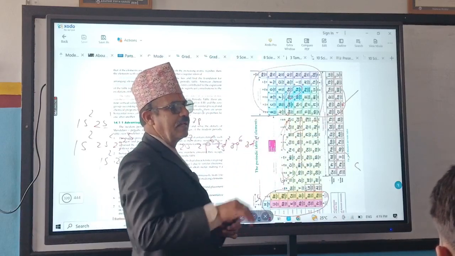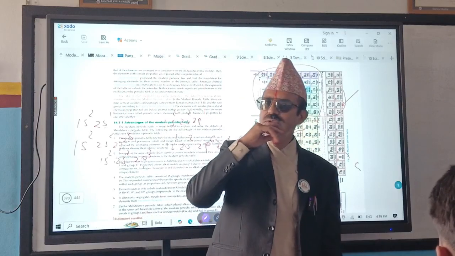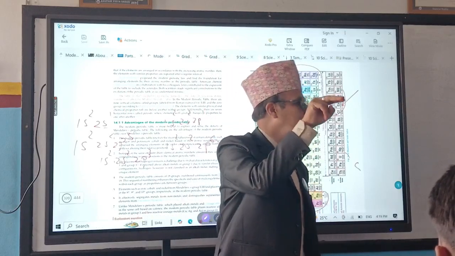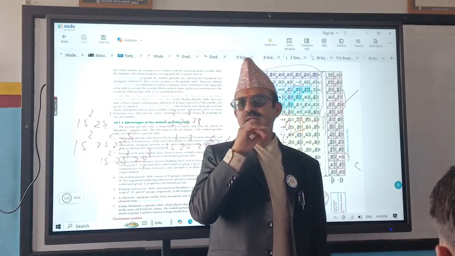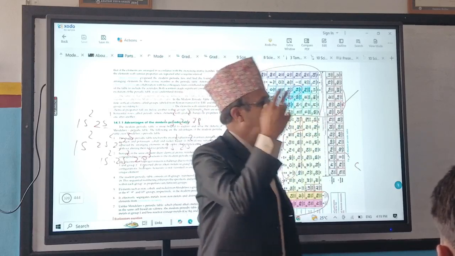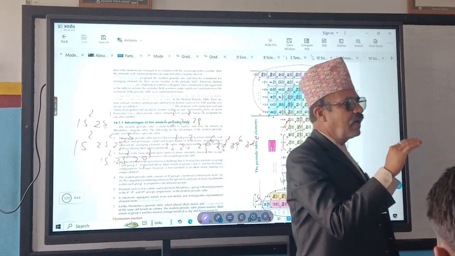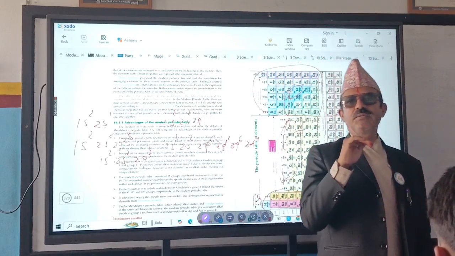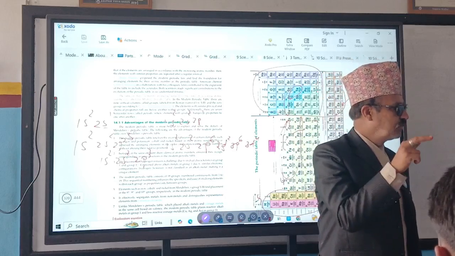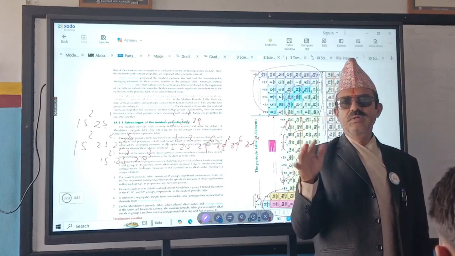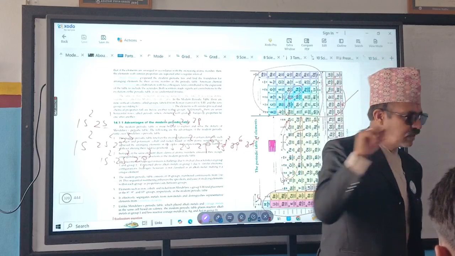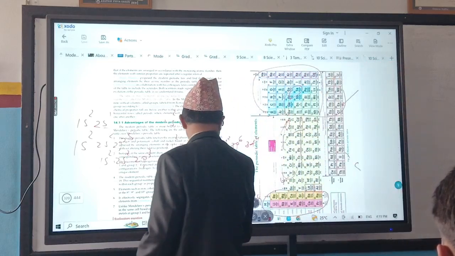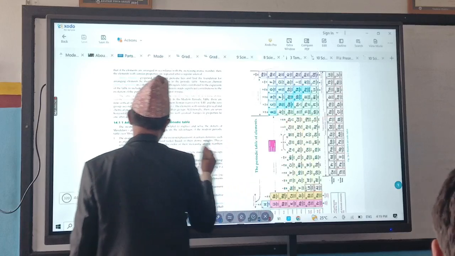Children, in S, how many electrons can be kept? 2, maximum. In P, how many can be kept? 6, maximum. In D, how many can be kept? 10, maximum. In F, how many can be kept? Maximum. Why did I say maximum? Now check it here. Now one electronic configuration I am going to write.